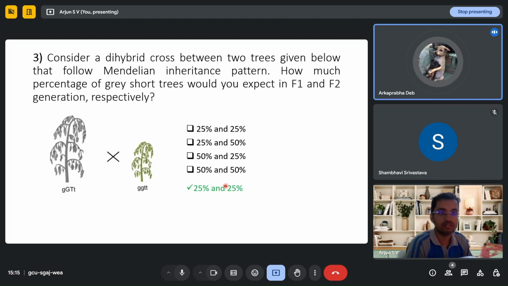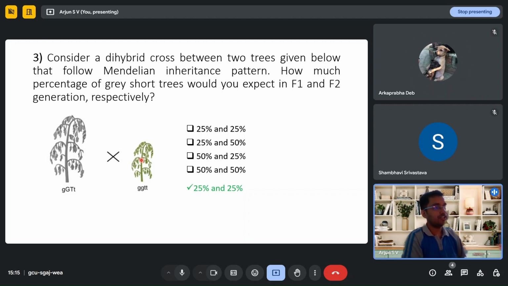Sir, can you go over the F2 progeny once again? Okay, so we'll just try to write it down actually.